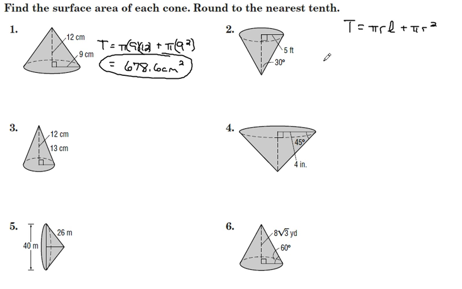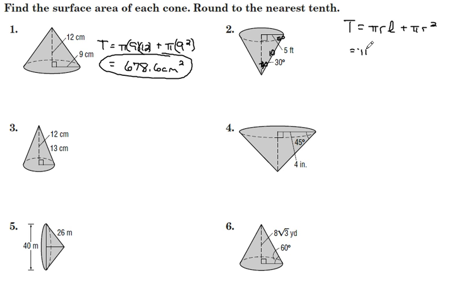Number 2, now we got to figure out the slant height here. We have a 30, 60, 90 triangle. There's 30 degrees down here, 60 degrees up here. Alright, looks like our short side is 5. The hypotenuse is going to be twice the short side, 10. So that's our slant height.